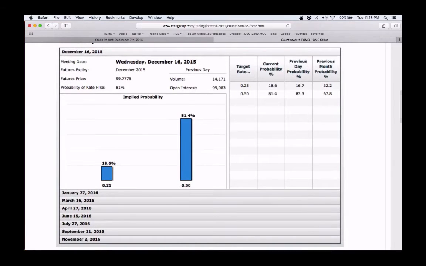So for tomorrow's announcement, which again is at 2 p.m. Eastern, the statistics they're showing, the implied probability of it going to 0.50, increasing from where it's at, is 81.4% according to them. And then they're saying there's an 18.6% chance it goes to 0.25. That's just statistics, and it'll be interesting to see what the Fed does.